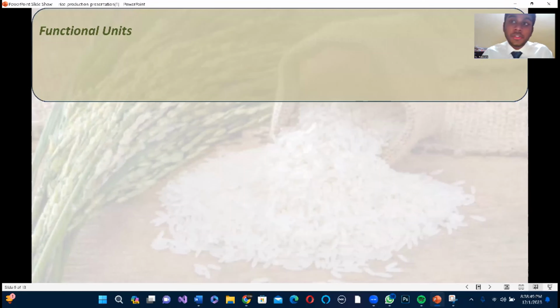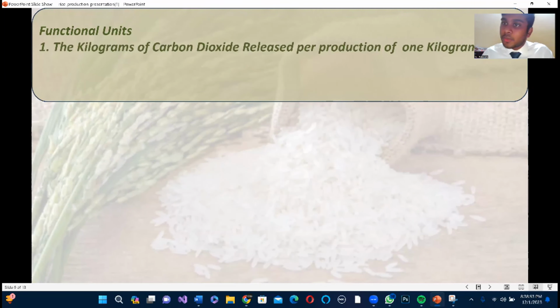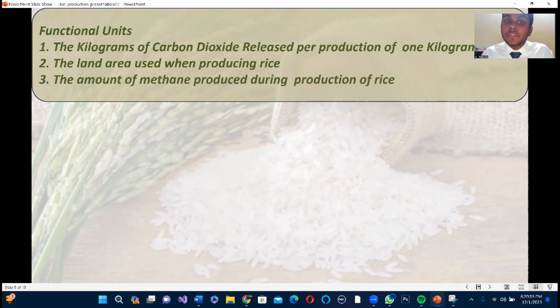Now, moving on to our functional units. We have three functional units. The first one is the kilograms of carbon dioxide released per production of 1 kilogram of rice. The second one is the land area used when producing rice. The third one is the amount of methane produced during the production of rice.